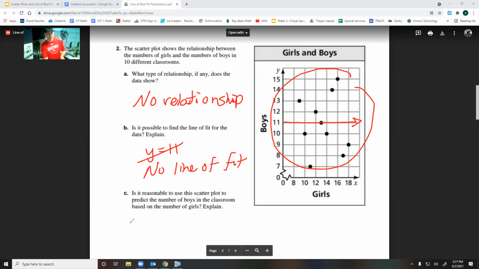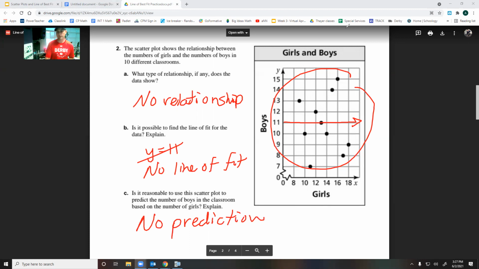C, is it reasonable to use this scatter plot to predict the number of boys in the classroom based on the number of girls? Again, since there's no relationship, there is no prediction to be made. Because remember, you use the equation of your line of best fit to make predictions, just like in the previous baby problem.